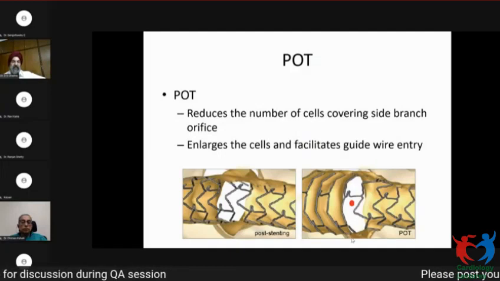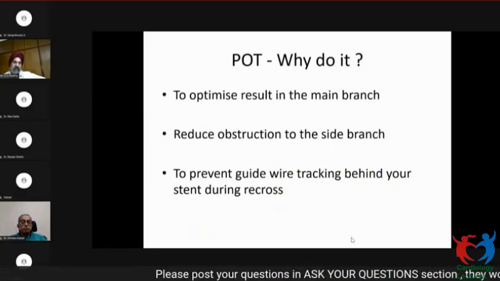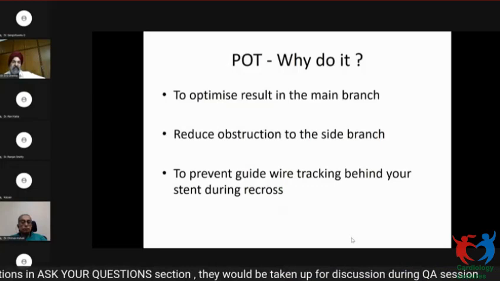Why do we do POT? Because it optimizes the main branch results. It reduces the obstruction of the side branch, which facilitates the wire tracking and the stents to go across the branch.